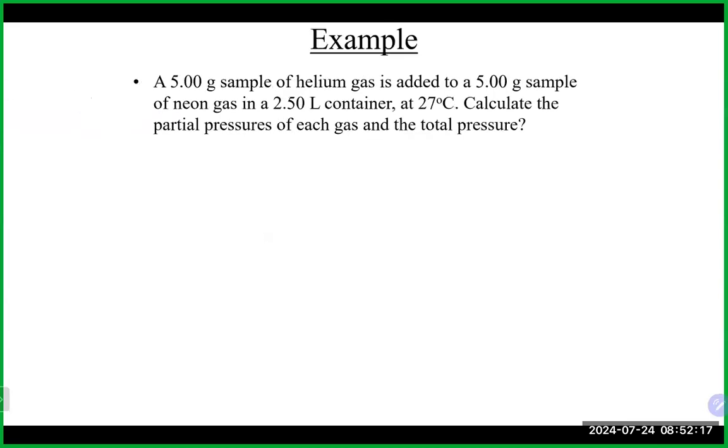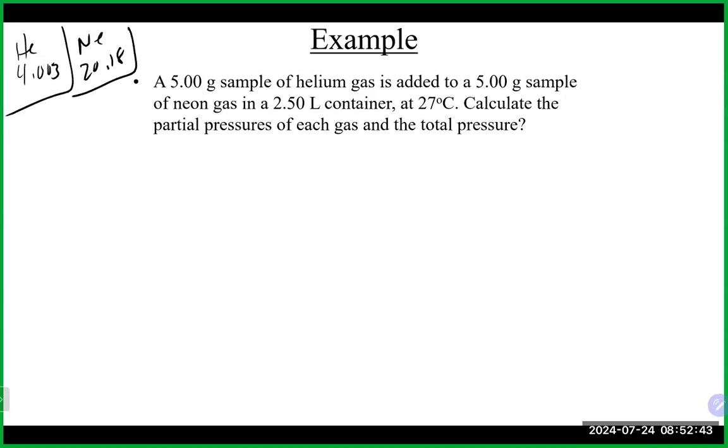All right, so why don't you try one here? We have 5 grams of helium and 5 grams of neon in a 2.5 liter container at 27 degrees Celsius. What are the partial pressures of helium and neon, and what is the total pressure here? Helium is 4.003 and neon is 20.18, I believe.